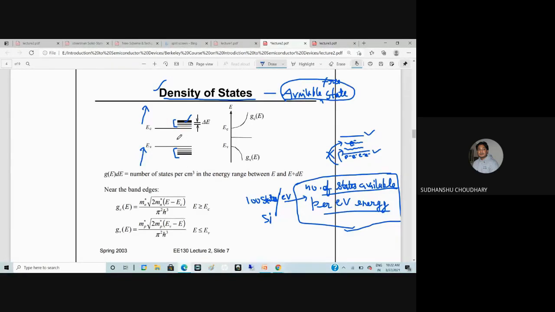Now, if I try to plot the density of states profile in the conduction band, along the conduction band edges. We had seen in an E-K diagram that the conduction band and valence band look like this. Only the positive X part is plotted, the negative part is not plotted here. So we have to find out the density of states along the edges of this conduction band.